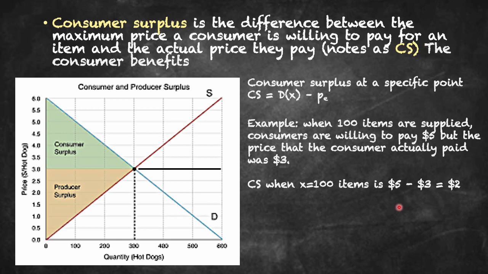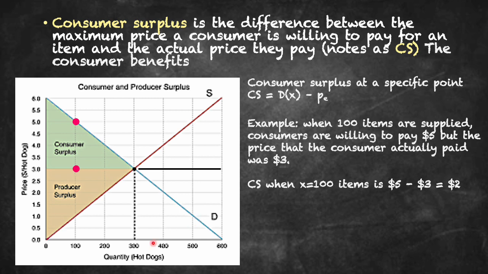Specifically, let's look at X is equal to 100. So here's a point, X is equal to 100. When we plug that into our demand curve, we get that the customer is willing to pay $5. So anywhere on that demand curve, if we plug in a specific value of X, which is the number of items, we will get out what the customer is willing to pay.